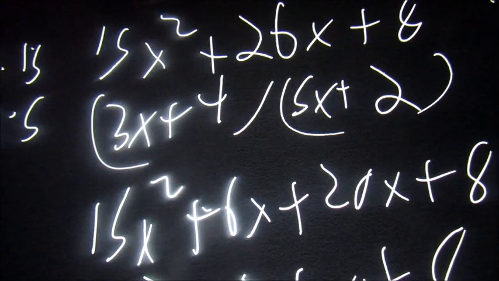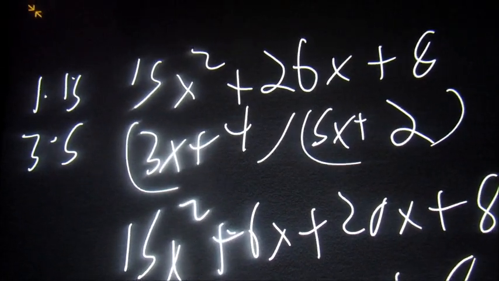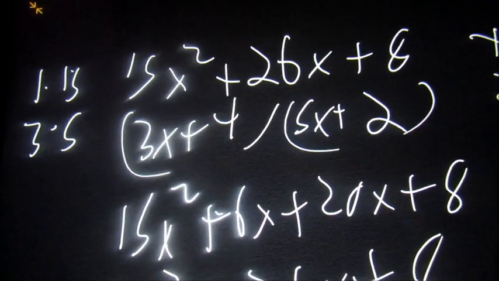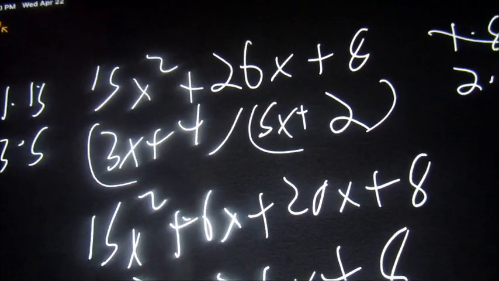But the easiest ones are if the number in front of the x squared is either a 2, a 3, a 5, or a 7. Because then you know what to pick. It's going to be 1x times that number x.